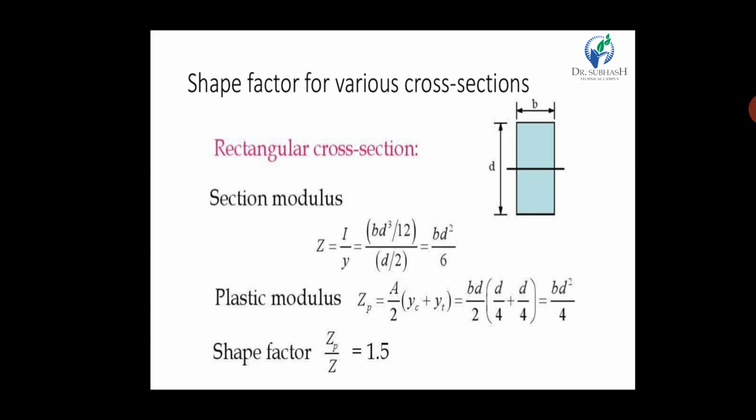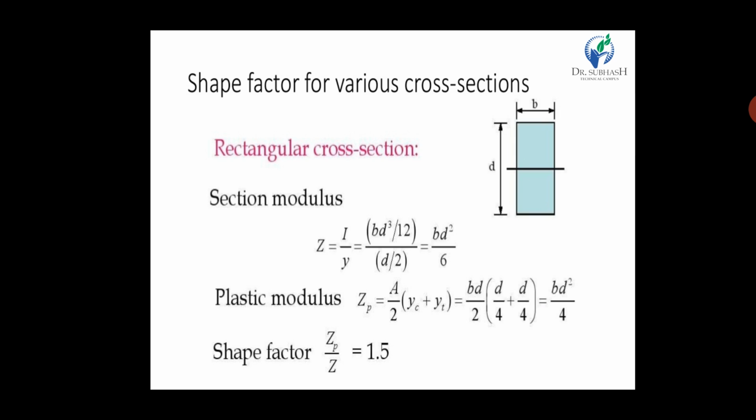Next, shape factor of various cross sections. Now we take a rectangular cross section having depth d and width b. So the section modulus Z is equal to I by y. I for a rectangular section is bd cubed by 12 and y is d by 2. So finally Z we find is bd squared by 6. Now for the plastic modulus, Zp is equal to A by 2 into (Yc plus Yt). Now what is Yc? It is d by 4. Then the area is b into d divided by 2, times (d by 4 plus d by 4). So finally we get Zp equal to bd squared by 4.